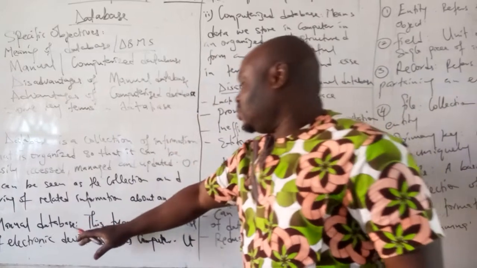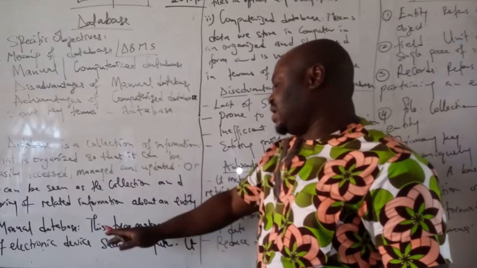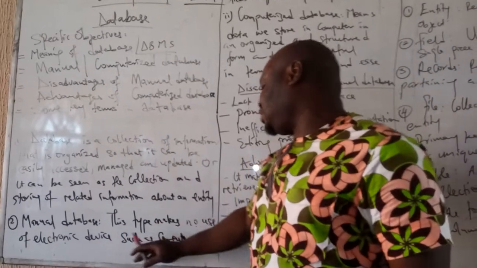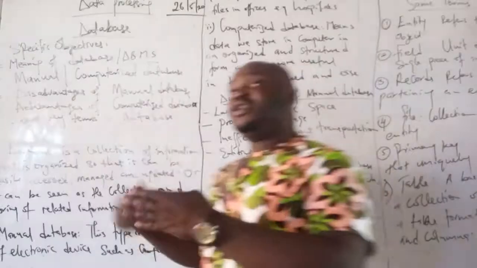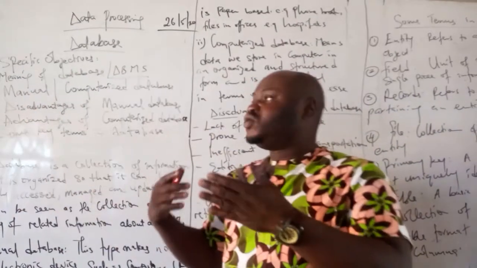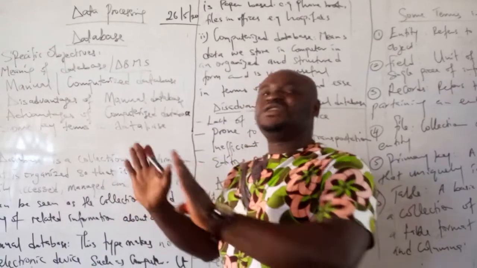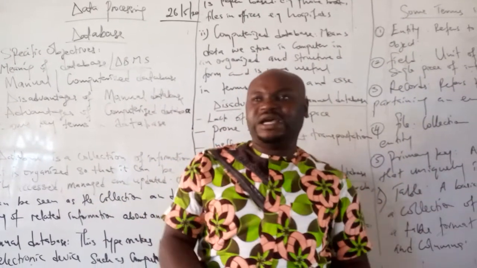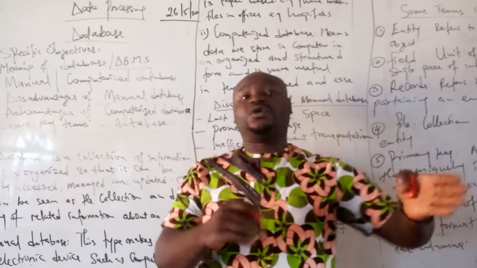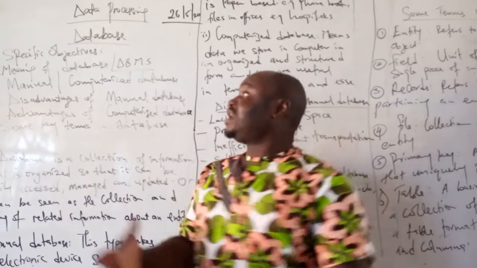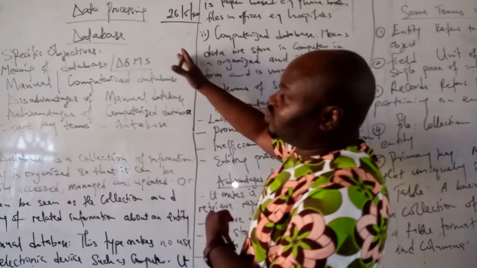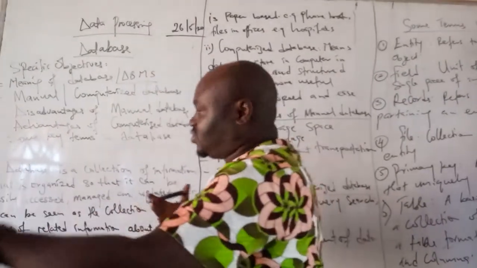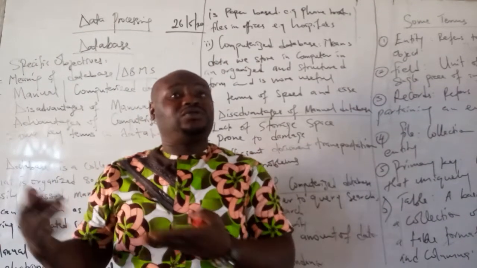For instance, look at the board here now. We said that manual database is the type that makes no use of electronic device such as computer. Like in the olden time of some years back, you go to some offices, you see that they don't make use of computer in keeping their records. Such arrangement of records can be seen as manual database. A good example of it is, you go to some hospitals now, you are a regular customer, let me use that word, and they want to check for your records.